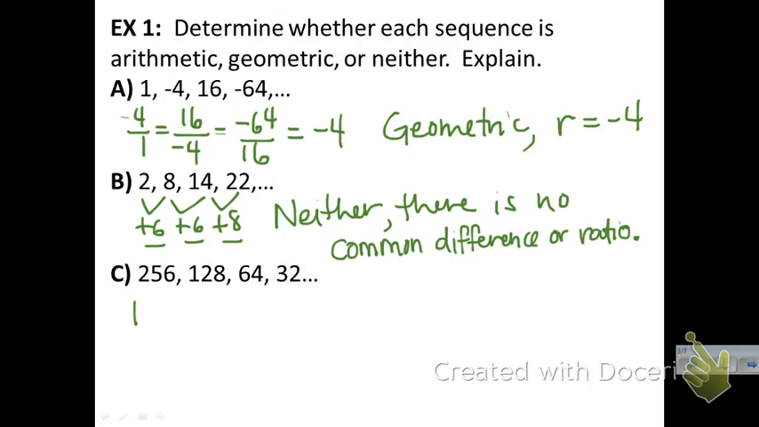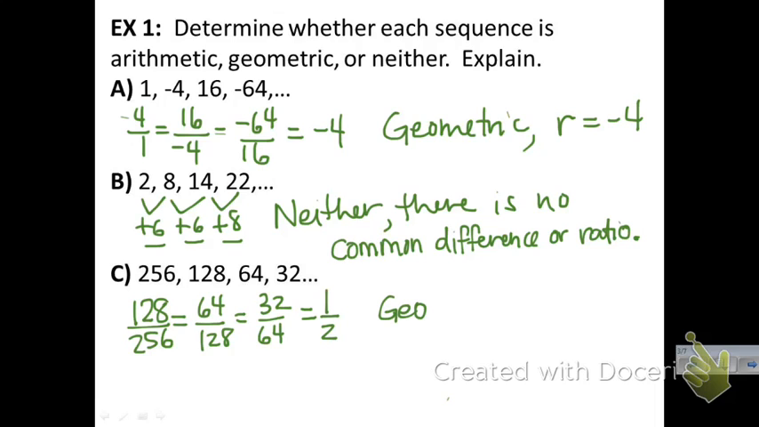As we look at the last example, we have 128 divided by 256. We can see that it's getting smaller really quickly, so we know it's not subtracting, so we're going to try dividing. We're going to see if this ratio is the same as 64 divided by 128, and if it's the same as 32 divided by 64. You can then see that all of these reduce to 1/2. Because they all reduce to that same fraction, we can say that this is geometric, and r is 1/2.